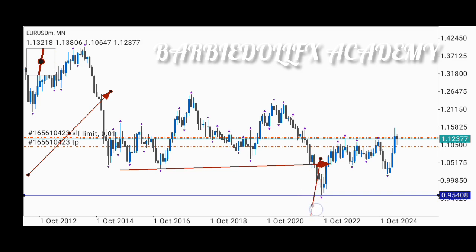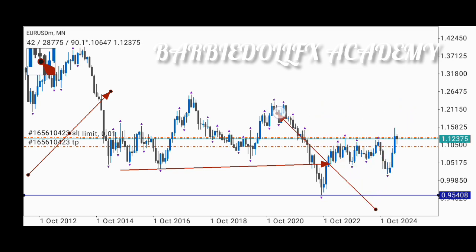As it breaks another structure here, we are expecting it to form another lower high. So once price breaks another lower high, we expect it to break this particular low. So that's where we are. And if price breaks this high, that means price has changed structure.